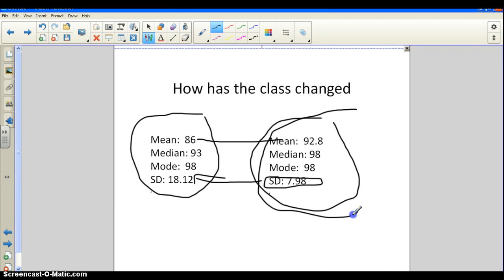This one is slightly skewed to the right. The 98s, which are the outliers in this set of data, not as much weight as these ones, but they skew the data to the right.